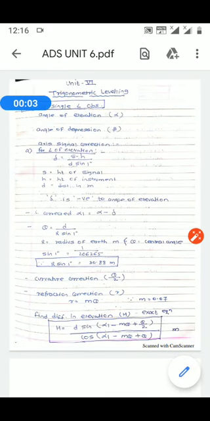Hello friends, in today's session we are going to discuss some numericals on trigonometric leveling. In that, first case is by single observation method. Now we have two cases, that is for the angle of elevation and for the angle of depression. For angle of elevation we can note it as alpha, and for angle of depression we can note it as beta.